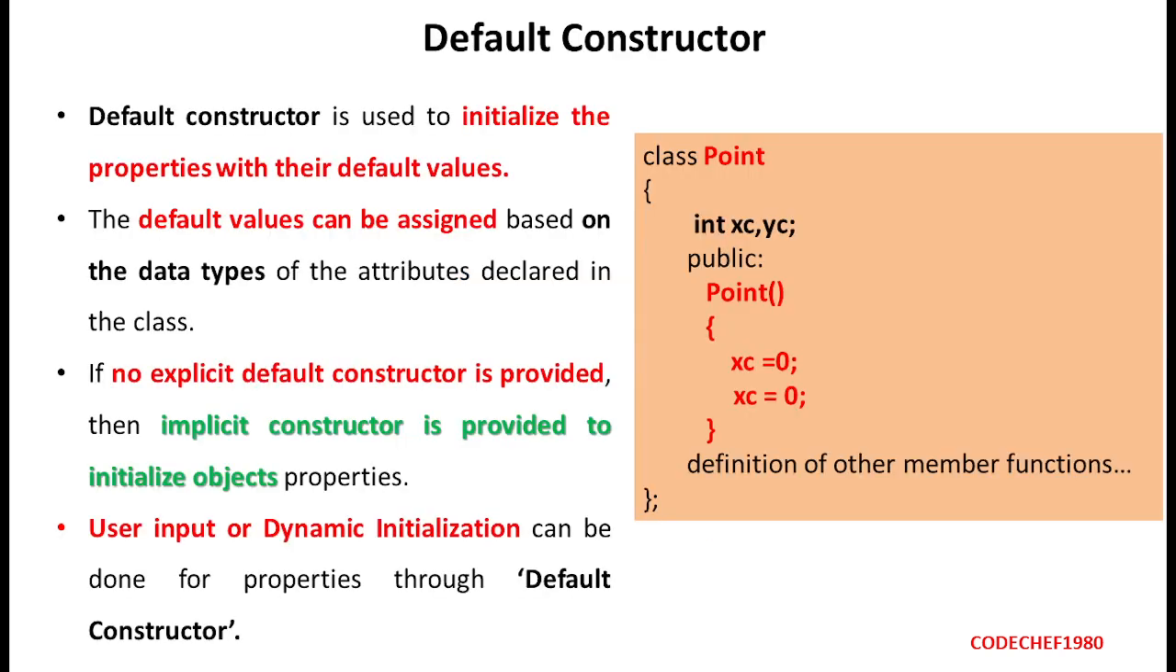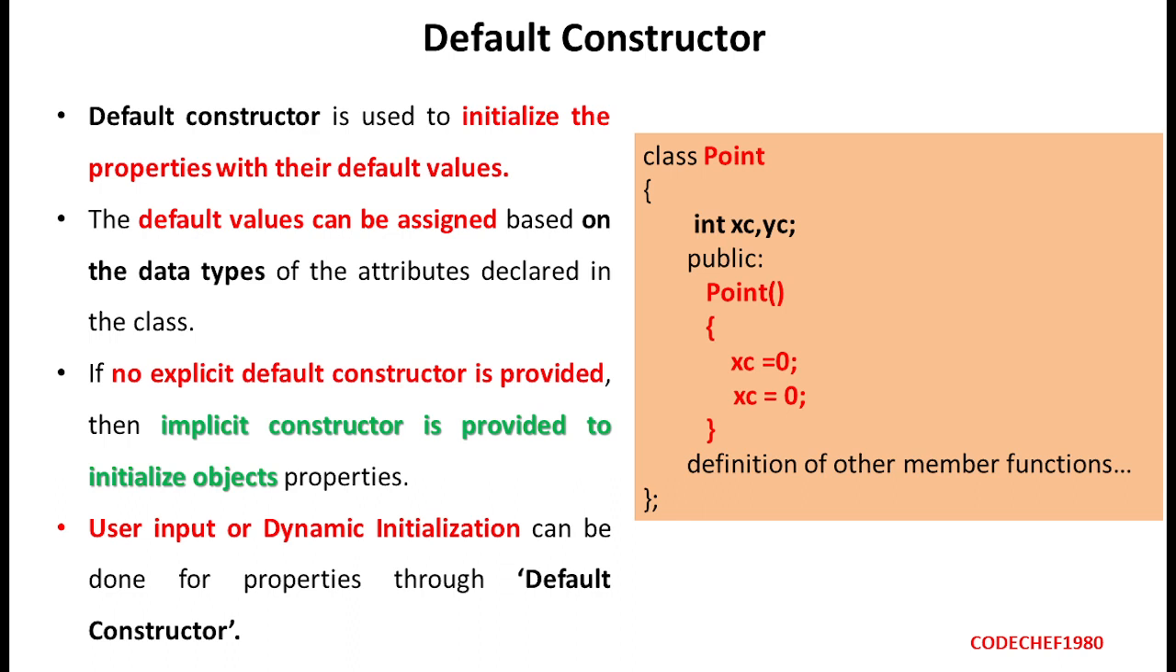Right. So now I would like to discuss the default constructor. The default constructor is used to initialize the properties with their default values. The default values in the sense, attributes are declared with the help of data types. So according to the data types, the attributes can have default values. For an example, you can see in this slide.